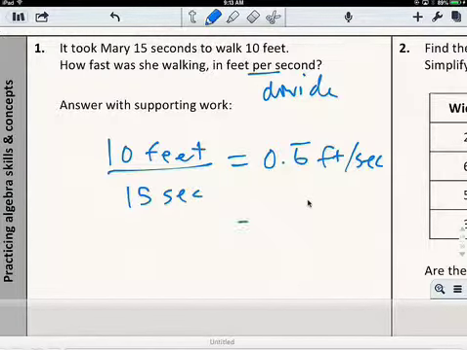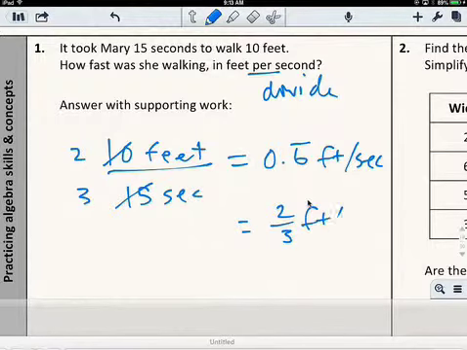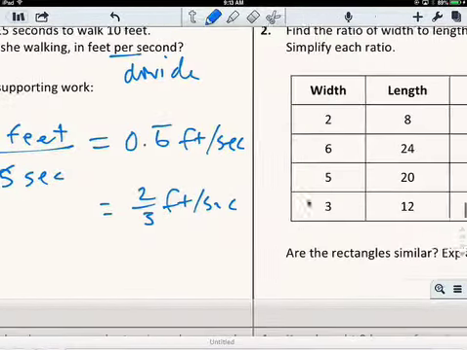Another way to think about that is you could just reduce the fraction. They're both divisible by 5, so this would be 2 and this would be 3, so it would be 2/3 feet per second. All right, next one.